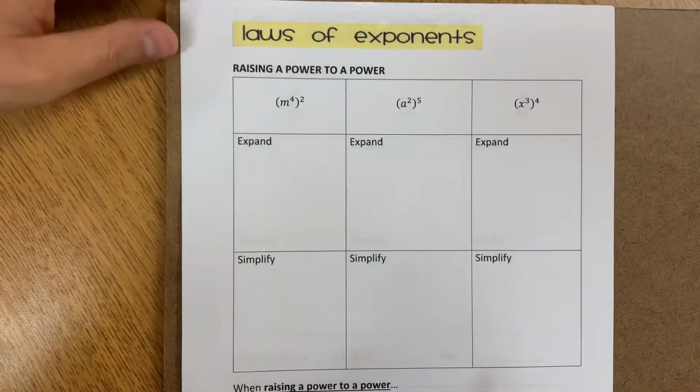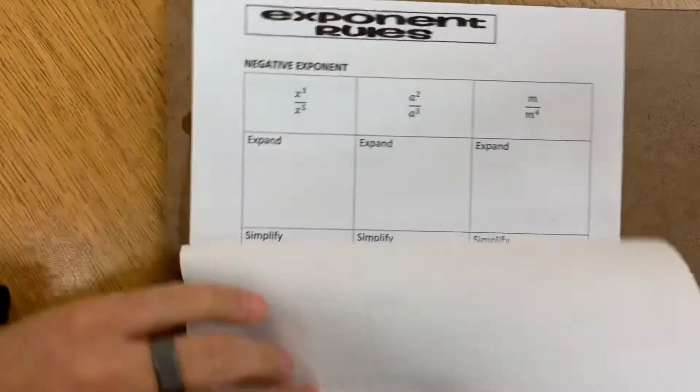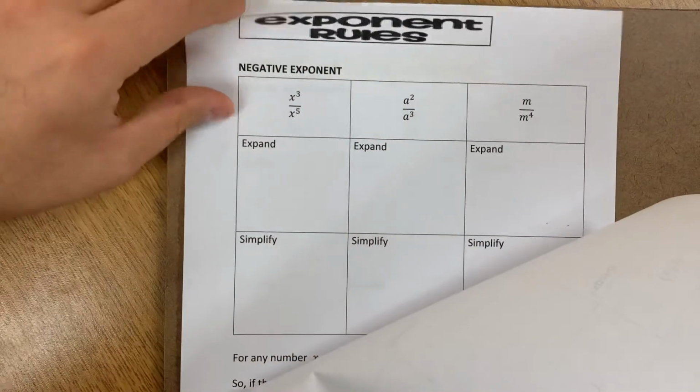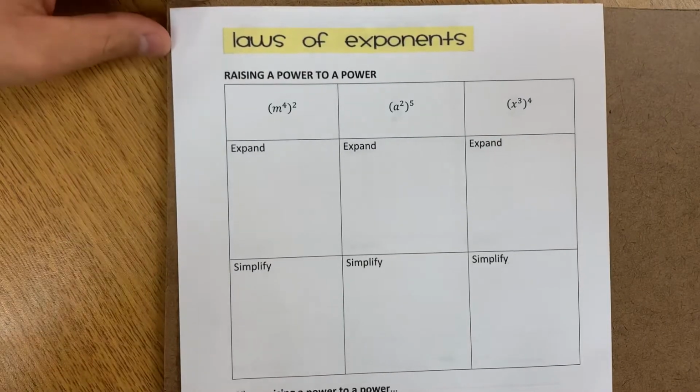All right, this is what we're doing today. Laws of exponents: raising a power to a power, a negative exponent, and 0 as an exponent. All right, start off with raising a power to a power.